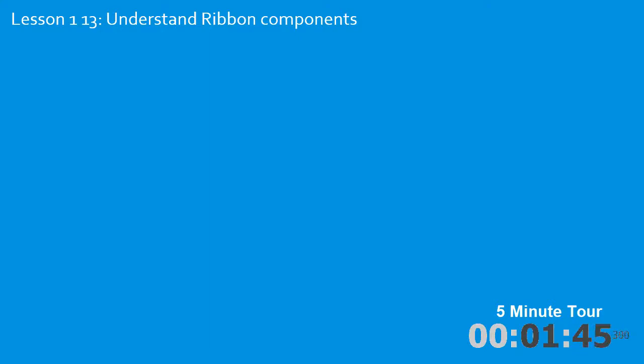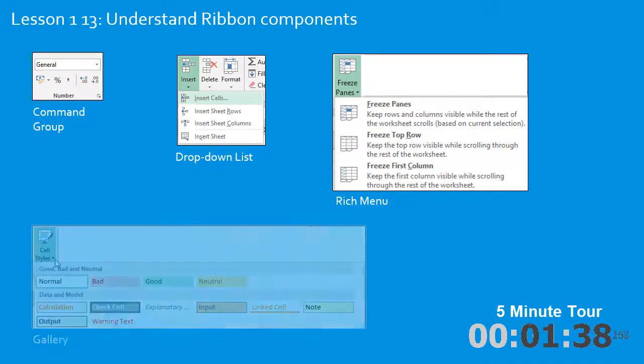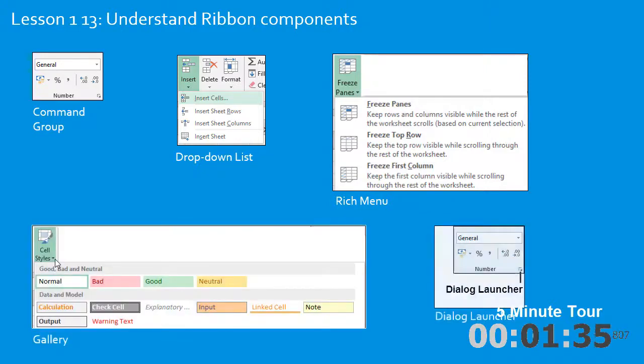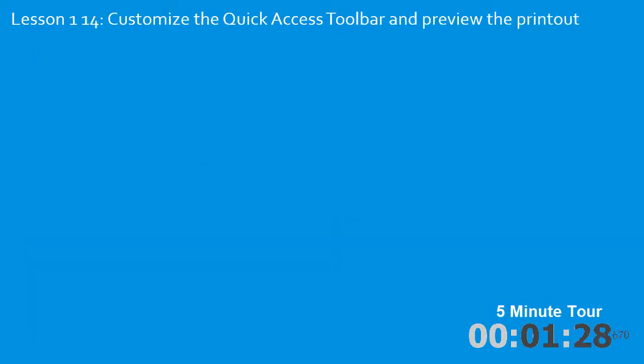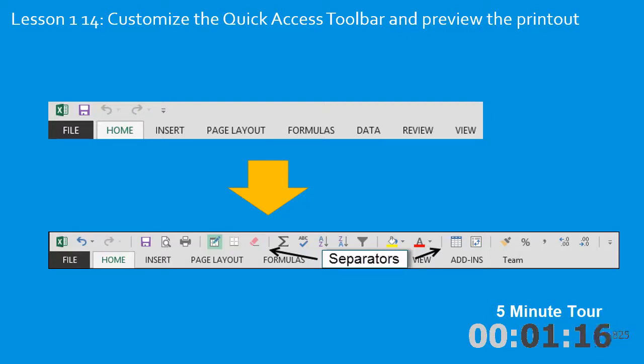Components such as the command group, the drop-down list, the rich menu, the gallery, and the dialog launcher, the key to accessing many of Excel's advanced features. The 14th lesson introduces the Quick Access toolbar, and you can see the default toolbar only has 4 options. But by the end of Lesson 14, you'll construct a feature-rich Quick Access toolbar. That will greatly improve your efficiency when working with Excel.